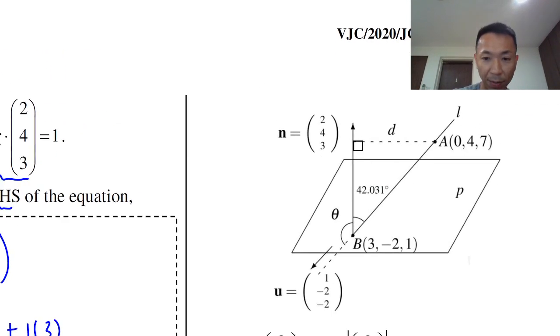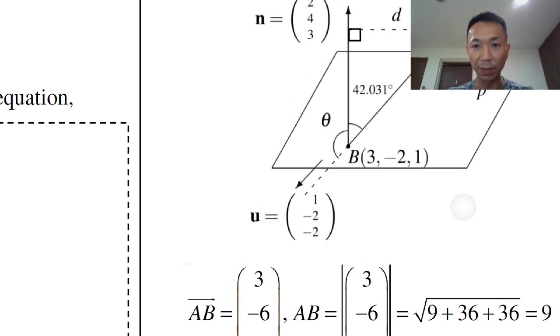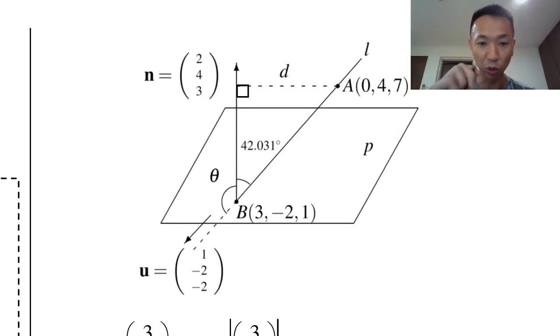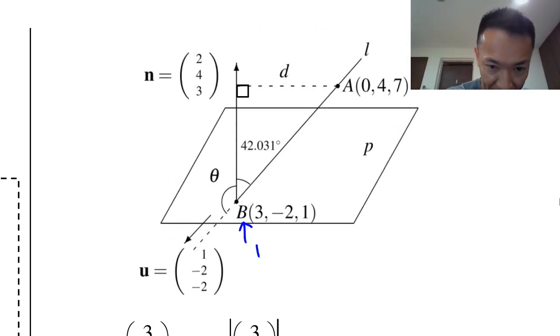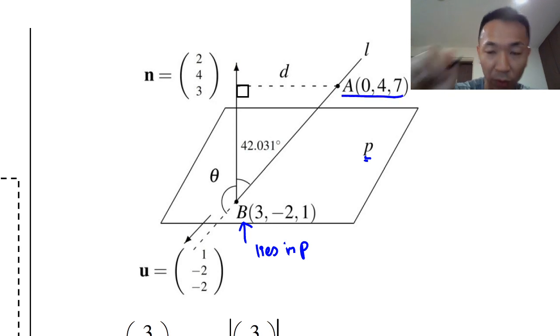Let's take a look at the diagram here. I think this diagram is very, very informative. First of all, we have shown that B lies in the plane P. Next, we have formed the line AB and we have found the angle 42.031 as the angle between the normal and the line. Yes, A lies somewhere out there.